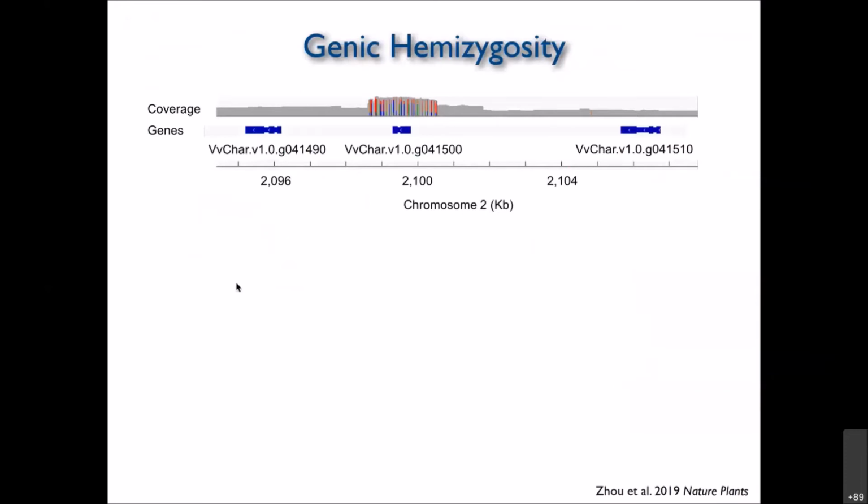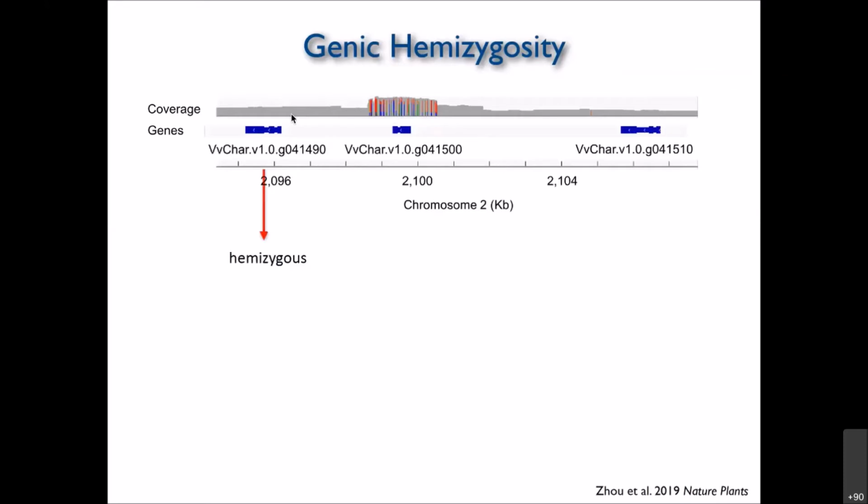So here I'm showing you a track of sequencing along part of chromosome 2. I have here genes, and you can see one of these genes is incredibly heterozygous, and you can see that because of the colors. Those are heterozygous SNPs within that gene. And you can also see that this gene has about double the coverage of the genes next to it. That's because the genes next to it are hemizygous.